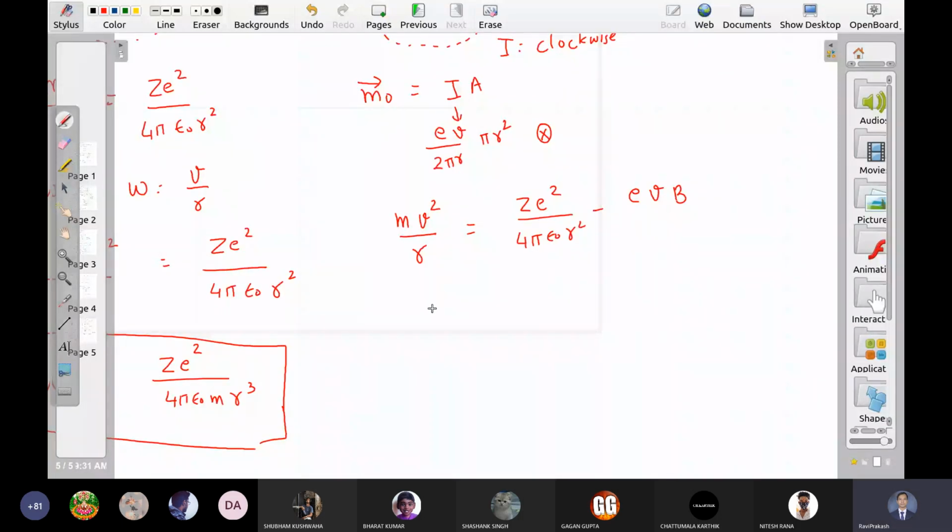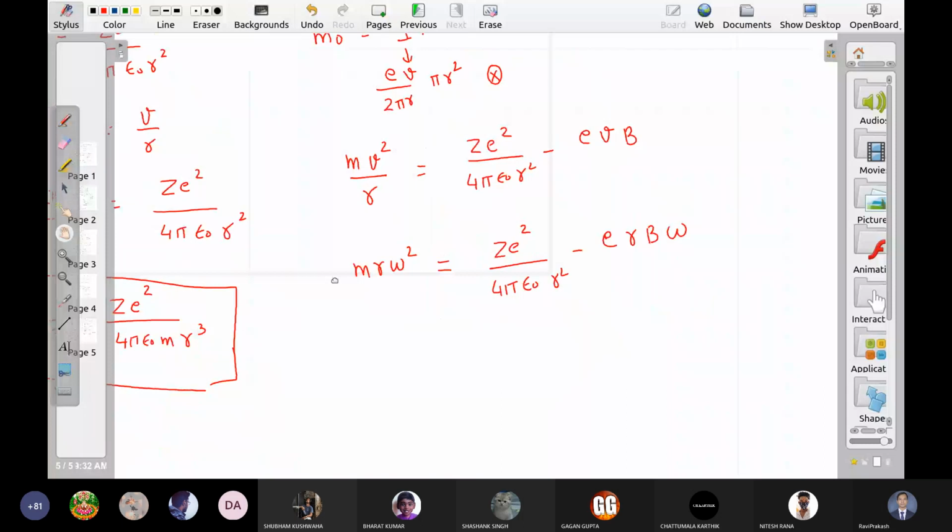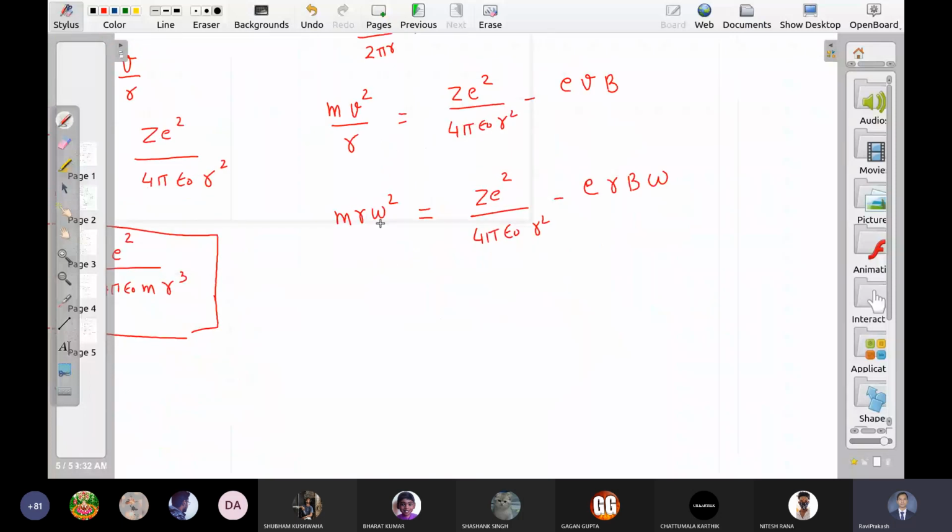So first of all, let me convert it to omega. m r omega square minus e r B omega equals z e square upon 4 pi epsilon naught r square. Okay, so we have omega square, constant, omega. So let me write it in this way.